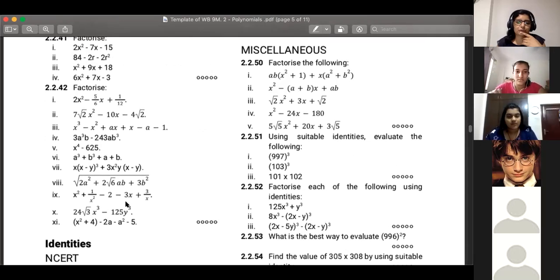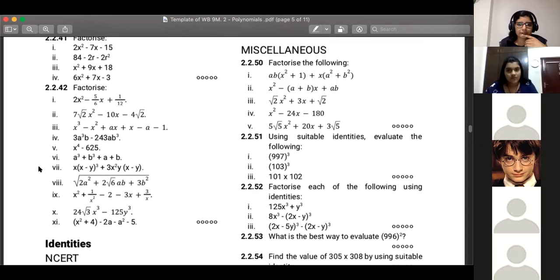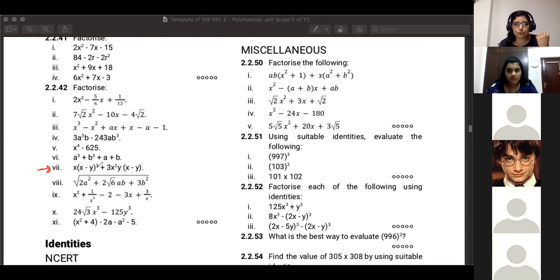Factorize questions. Okay, some more complicated ones. How will you factorize this problem? Look at number 7. x into (x minus y) whole cube plus 3x square y into (x minus y). Now we will expand the (x minus y) whole cube bracket.